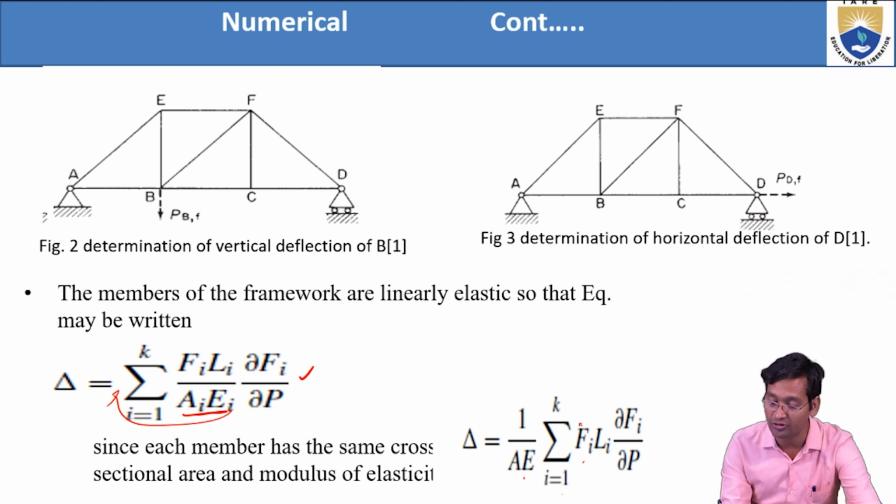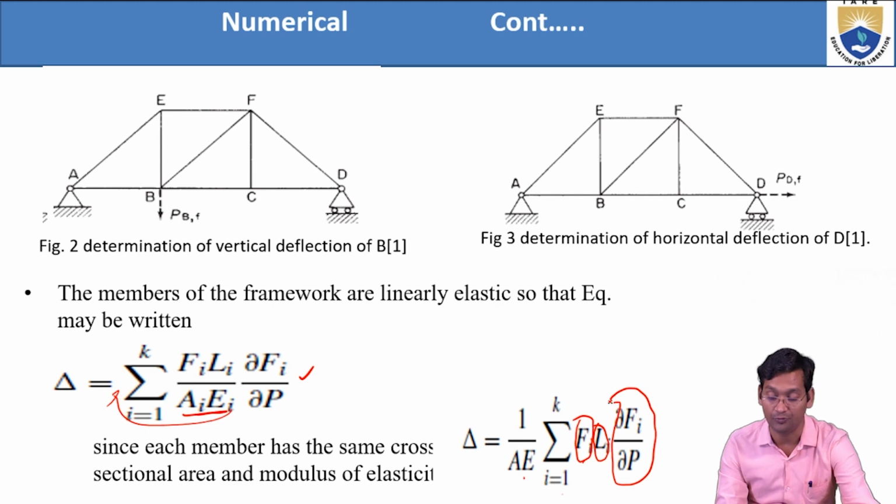Means what we have to do? First we have to find this Fi. Li we already found. And then this del Fi by del P: for B it will be del PB, for D it will be del PD. After finding this, just add all. Means find for all the members, then add all the members. You will get this delta.